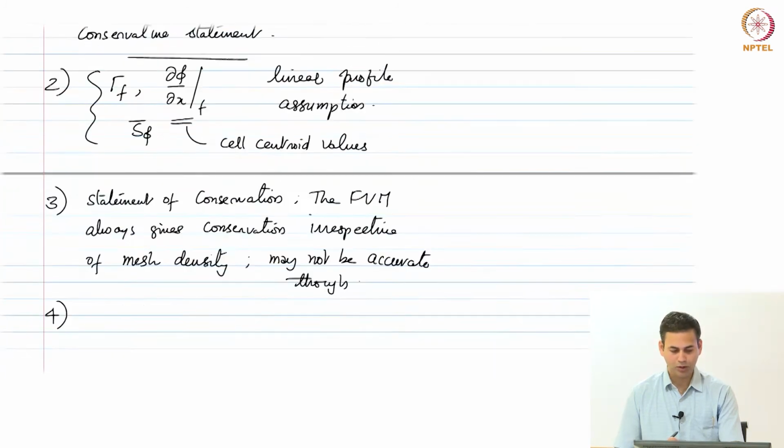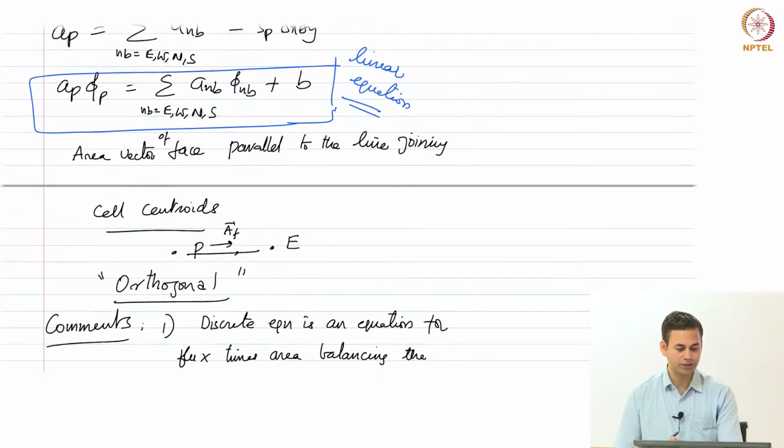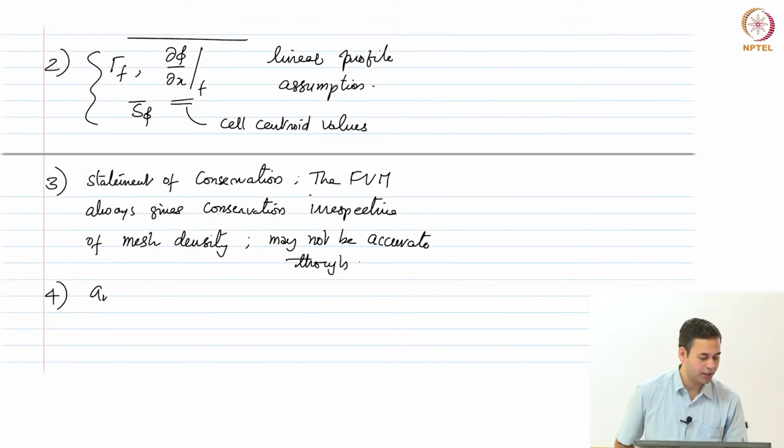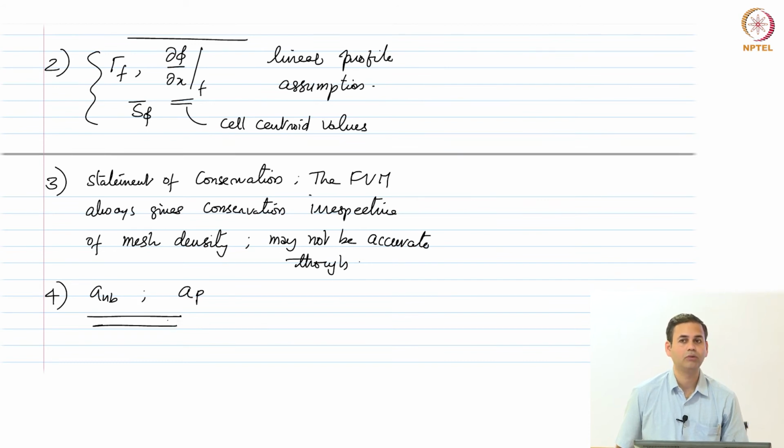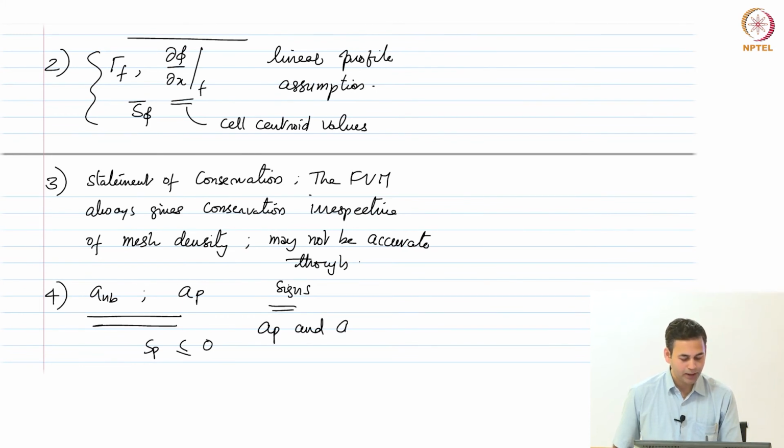Then what about these coefficients, the coefficients that we have, that is A east, A west, A north, A south and AP. What are the signs of these coefficients? A and B are always positive. What about AP? AP is a summation of A and B's, and there is minus SP, and we said SP is always, I am assuming SP is negative. So, they have the same sign, okay. So, essentially AP and A and B's have the same sign, okay.